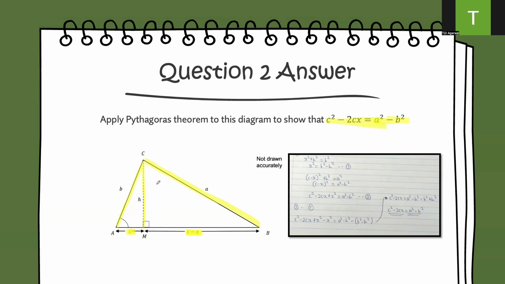So what I've done here is look at this part of the triangle first. If you look at the left-hand side, we know that over here, x squared plus h squared is equal to b squared, right? Again, just applying Pythagoras theorem, we know that x squared plus h squared is equal to this hypotenuse there.